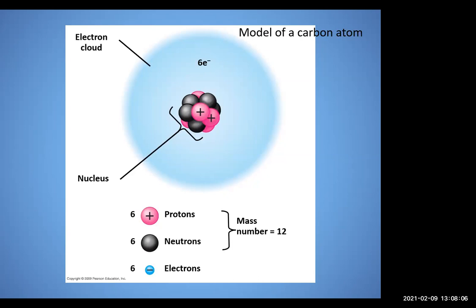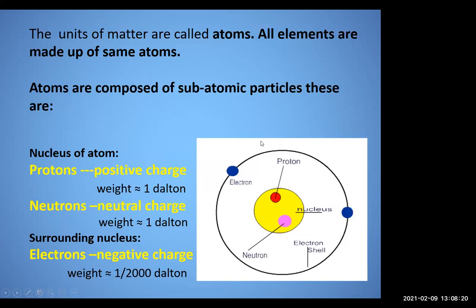Of course, you can have charged atoms. They are charged by either gaining an electron or losing an electron and becoming ions. So again, this is just the composition of an atom here.